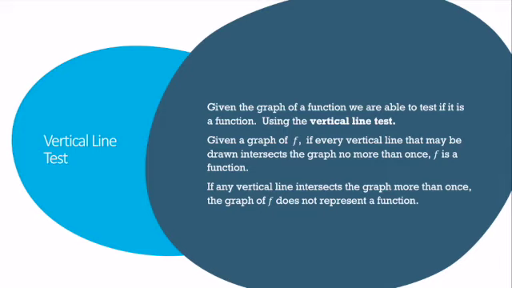Now we can determine whether or not a graph is a function. A graph is a function using the vertical line test. So given our graph, if every vertical line that may be drawn intersects the graph no more than once, then f is a function. And if any vertical line intersects the graph more than once, then f does not represent a function.